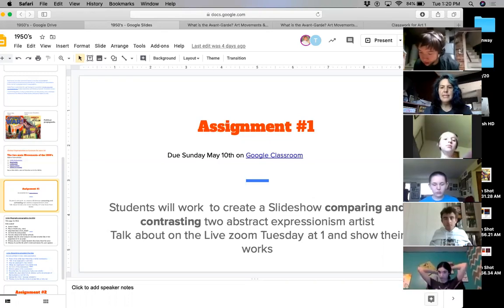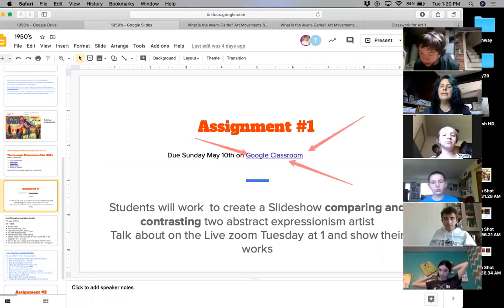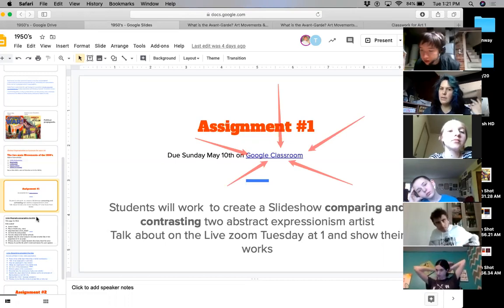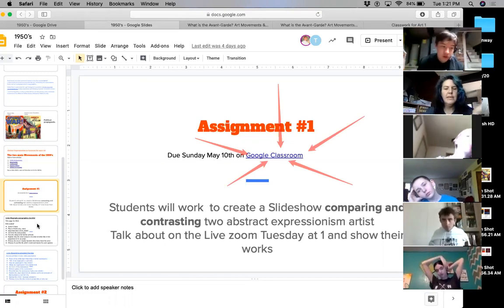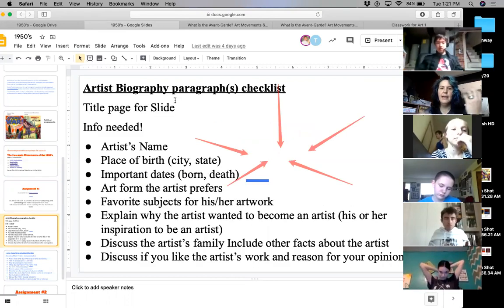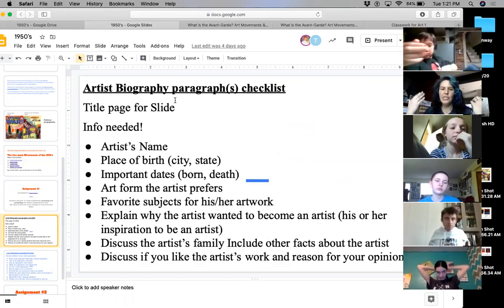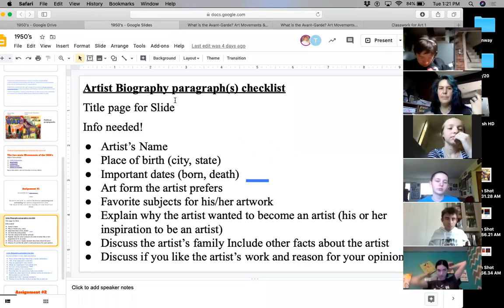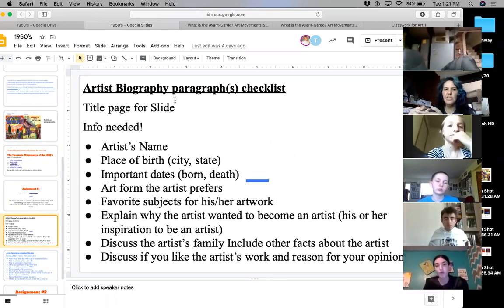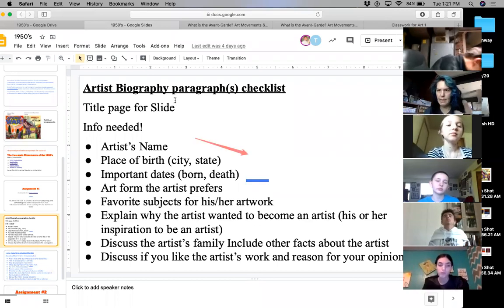So our first assignment, you guys are going to create a slideshow comparing and contrasting two of our abstract expressionist artists that we talked about. So what does that mean on a slideshow? Like always, I try to lay it out exactly what you need. You are going to do your title page of the artist. You're going to present a piece of artwork.